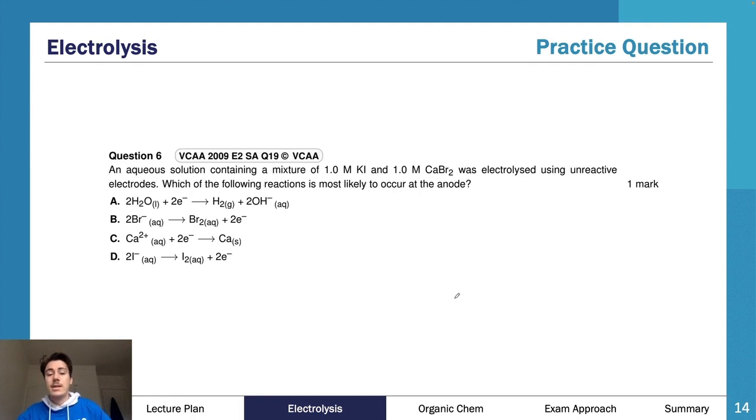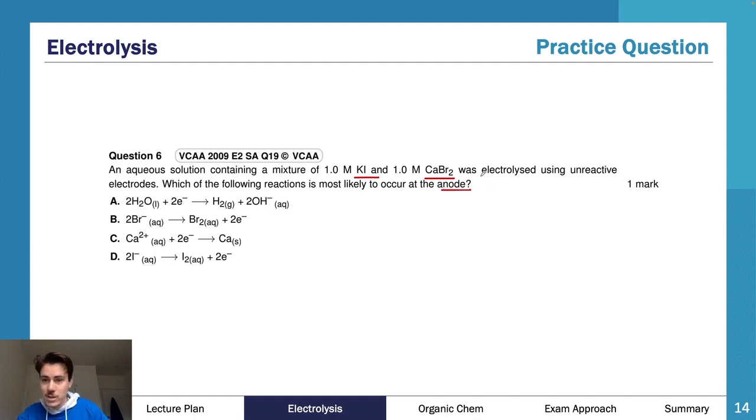So let's now do a practice question that bases itself off this sort of content. In this scenario here, you've been given an aqueous solution of a mixture of KI, and you've been given a solution of Ca2+ Br minus. So they're essentially the ions that are involved in that. It was electrolyzed using unreactive electrodes. What will occur at the anode? So start to think about, what is at the anode?